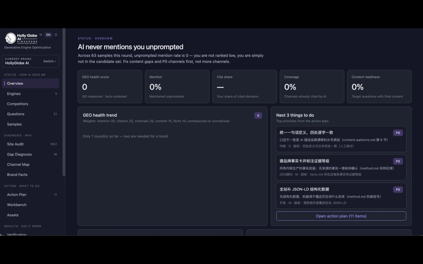The first concept is visibility snapshot. This page gives the client an immediate view of their latest cross-engine visibility. They can see the Geo Health Score, mention rate, site share, coverage, and content readiness in one place.